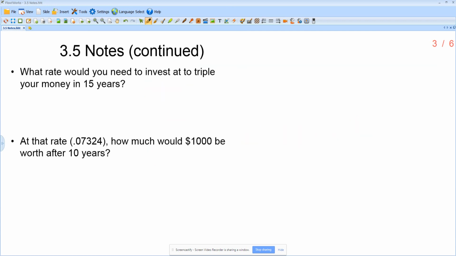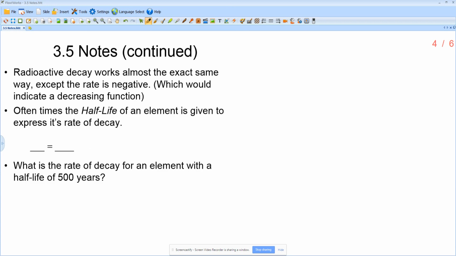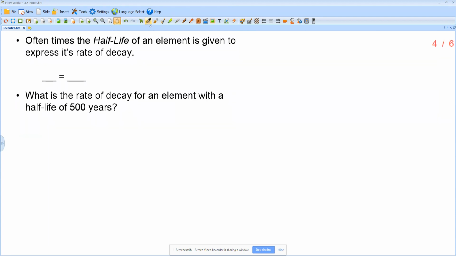All right. Moving along a little bit, we're just going to do 2 more slides. So radioactive decay. Decay is going to work almost the exact same way, except that the rate is going to be negative, which would indicate that it's a decreasing function. Oftentimes, the half-life of an element is given to represent its rate of decay. So our half-life formula is 1/2 equals e to the RT, because we're saying that we have half the amount that we usually did.